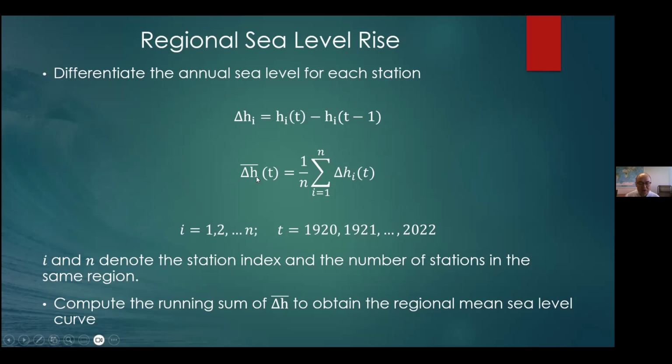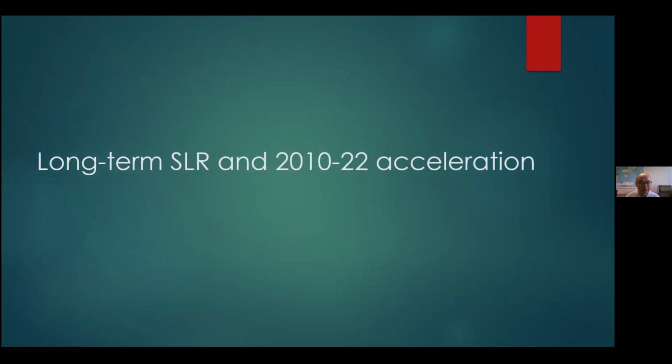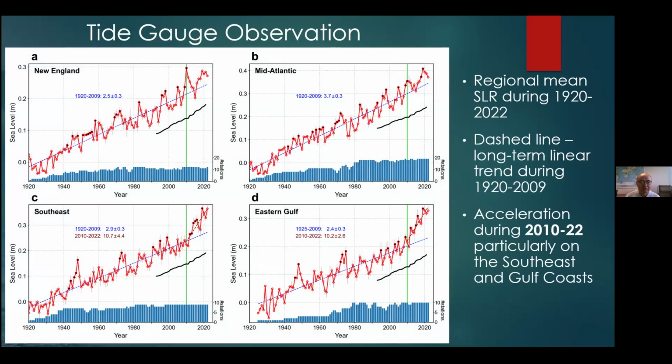And with the delta H bar, we can compute the rounding sum to obtain the regional mean sea level curve for each region. So now I show you the regional mean sea level curve. This is the sea level rise for 4 regions. The New England is panel A, B is the Mid-Atlantic, C is the Southeast, and D is the Eastern Gulf. The red curve is the regional mean sea level curve.